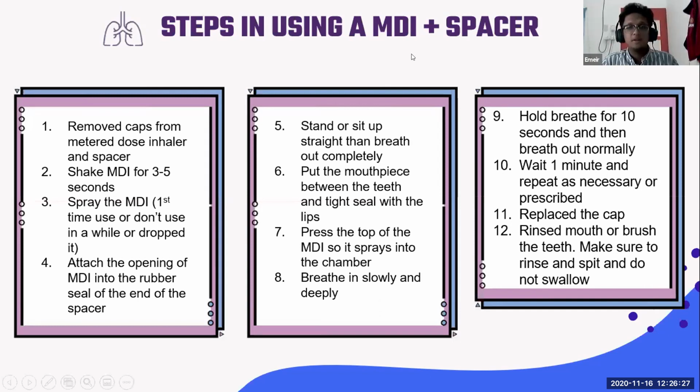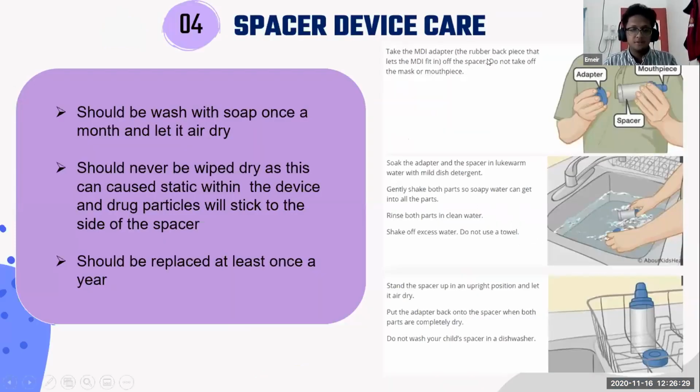Next is the spacer device care instructions. The spacer device should be washed with soap once a month and let it dry. It should never be wiped dry, as this can cause static within the device, and dry particles will stick to the side of the spacer. Also, we must replace the spacer device at least once a year.